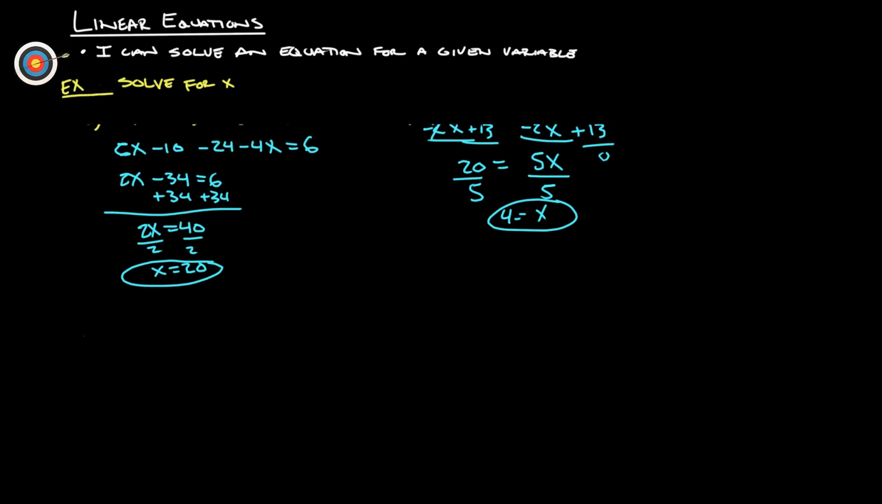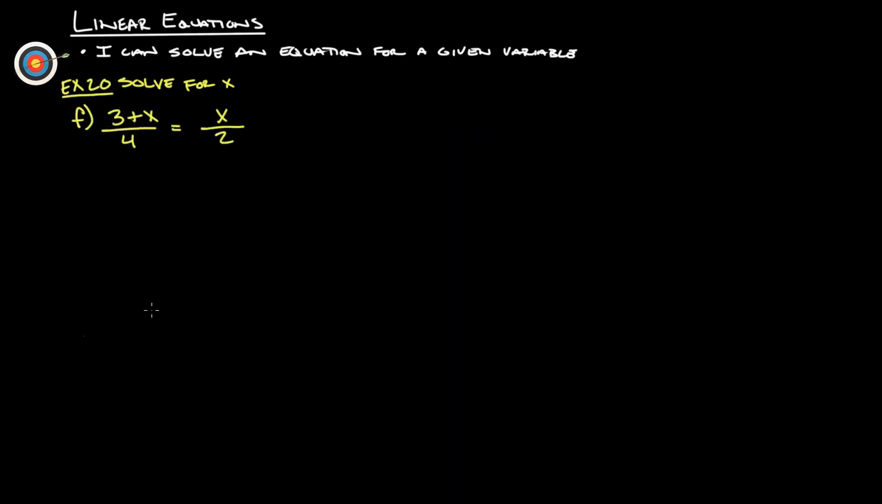Okay. Last one here, in example 20, solve for x. Here's the thing. If you ever get a fraction equals another fraction, I find that it's probably easiest just to do cross products and then solve from there. Because you do cross products and you shouldn't have any fractions left, unless you've got some weird fraction within a fraction. So anyway, let's do this.